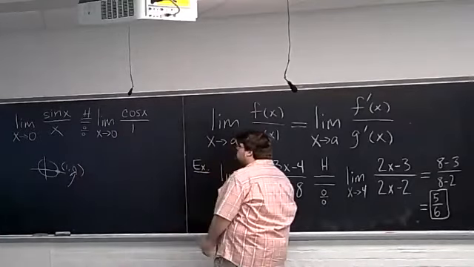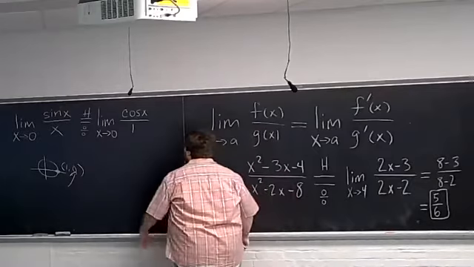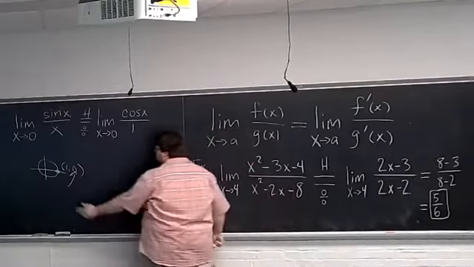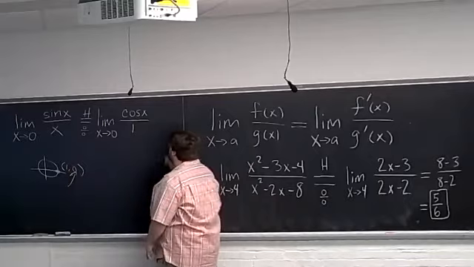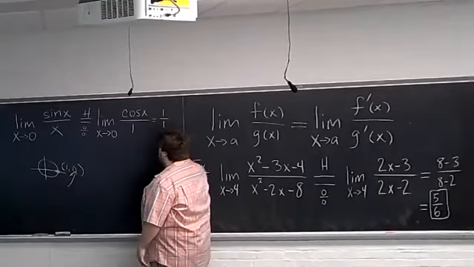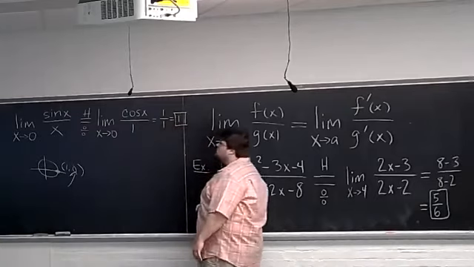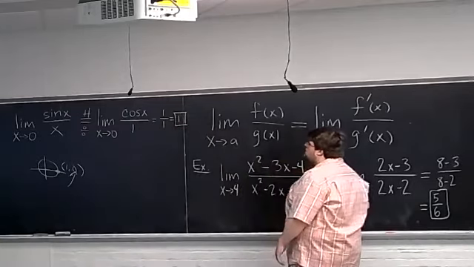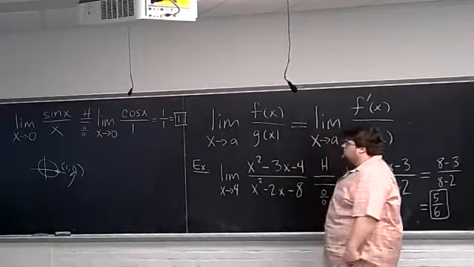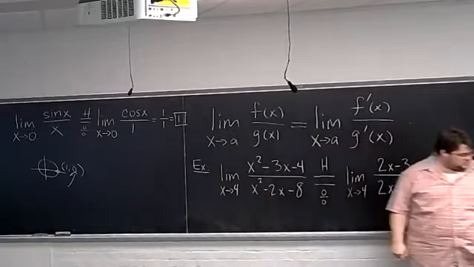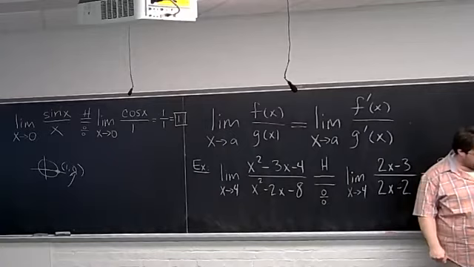And now what is this limit? Well, as x goes to 0, cosine x goes to cosine 0, which is the x value. 1 doesn't change. So this limit here is 1. Any questions about that?